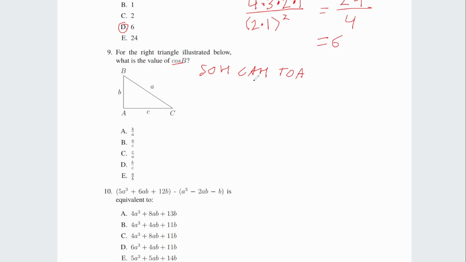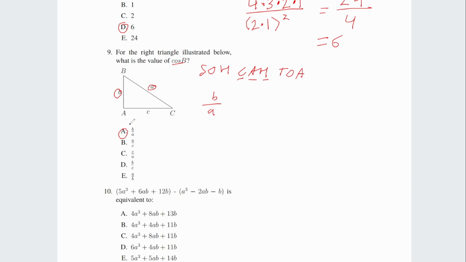Cosine B is adjacent over hypotenuse. So cosine of B, therefore, is going to be little b, which is our adjacent, over a, which is our hypotenuse. Little b over a, which is answer choice A here.